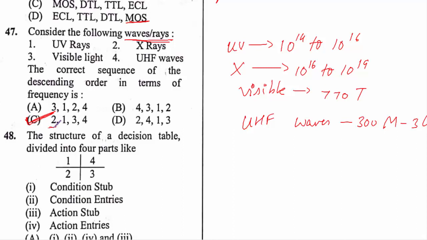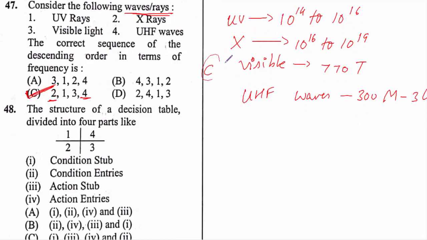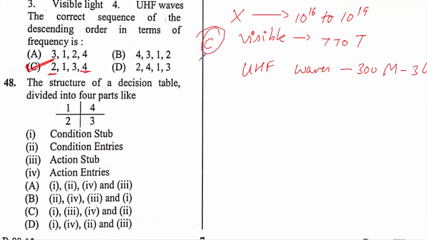Nothing but first should be X-rays, and the last one should be your UHF, nothing but ultra high frequency. The next one will be UV followed by visible light. Able to follow? So the option that is going to follow is option C, the correct statement.